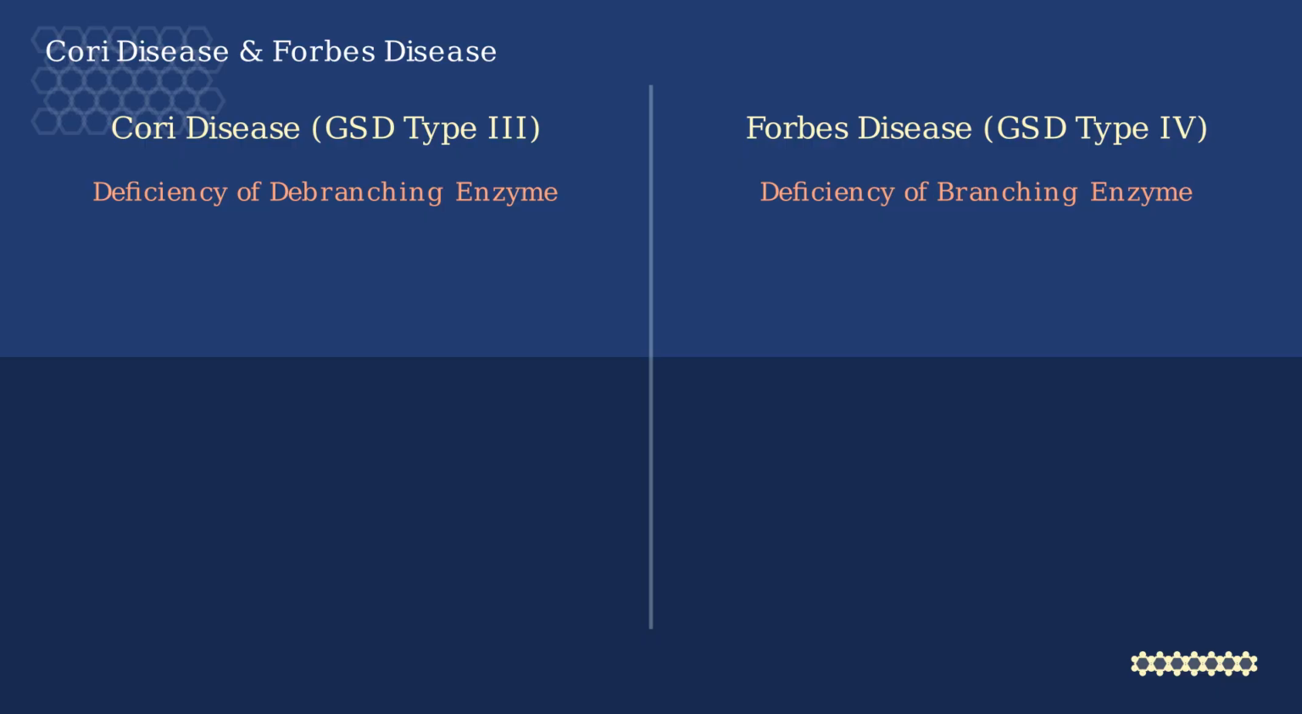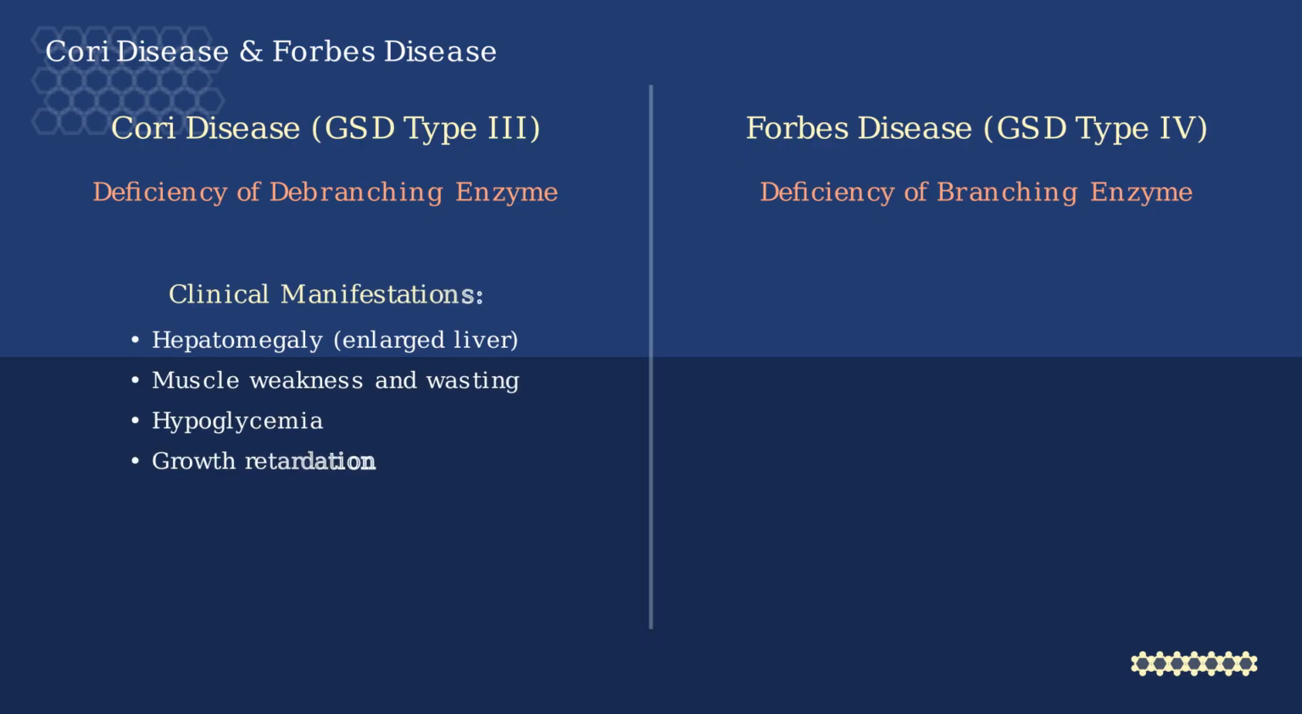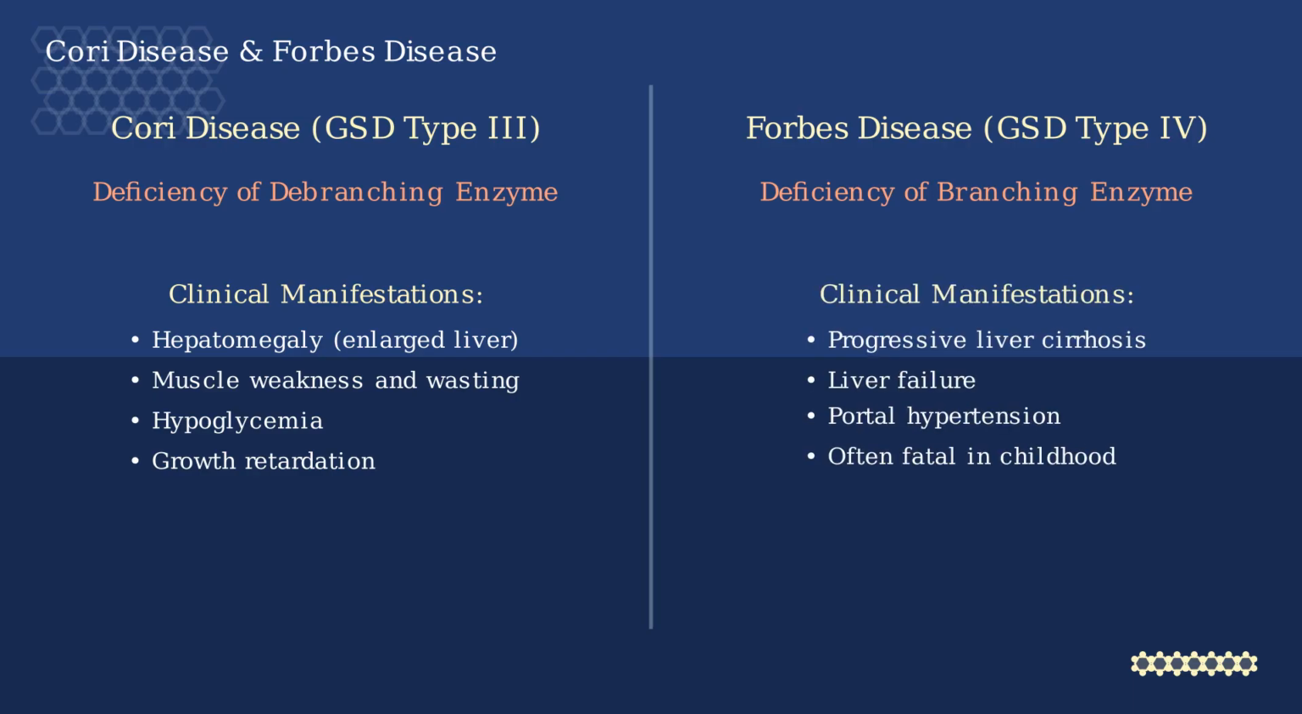Let's examine the clinical symptoms and effects of these diseases. Cori disease typically presents with hepatomegaly, an enlarged liver, along with muscle weakness, hypoglycemia, and growth retardation. Forbes disease has more severe effects, leading to progressive liver cirrhosis, liver failure, and portal hypertension. It is often fatal in childhood.